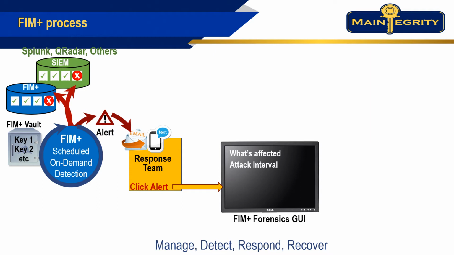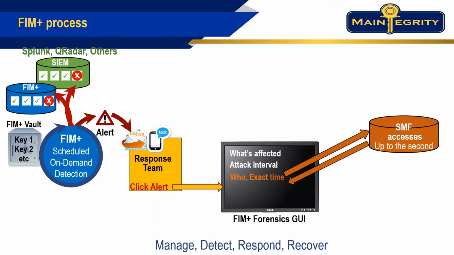You also know the interval in which the attack took place. The last success record defines the beginning of the period, and the time of the failing scan, the end. Once we know the interval, we can simply go to SMF and fetch up-to-the-second access records, but only the ones for the failing components within the attack interval. This can reduce the number of records to be reviewed by an order of magnitude or more, and that means a faster response with the right information and less chance of errors. Now you know who did it and exactly when.